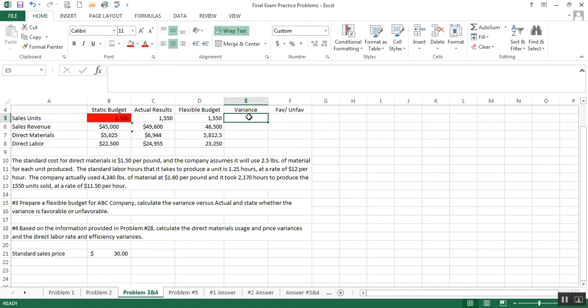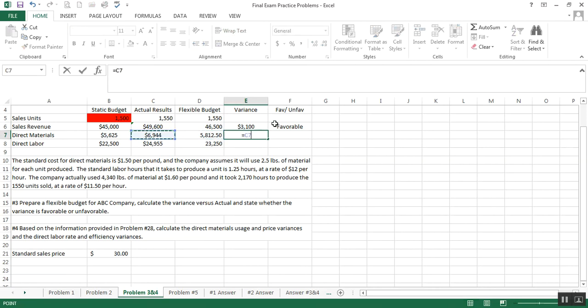Now let's calculate our variances. There will be no variance for the sales units because our actual becomes what we're basing our assumptions off of. So our actual versus our flexible for sales revenue is $3,100. We thought we would get $46,500 and we actually got $49,600. So that's a favorable variance.